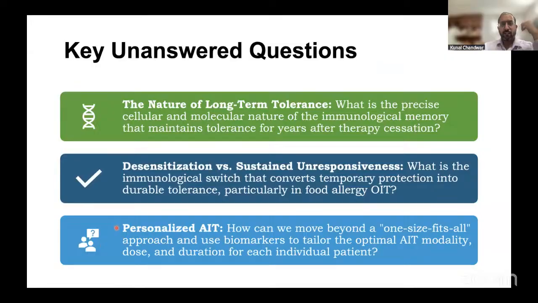We still have a few unanswered questions. So, what is the nature of long-term tolerance? What is the precise cellular and molecular nature of the immunological memory? And how long will it maintain even after cessation is still variable in a lot of patients. Desensitization versus sustained unresponsiveness. So, what is the immunological switch that converts temporary protection into durable tolerance, particularly in food allergy OIT? And how can we best personalize, because allergen immunotherapy was the first thing that did teach us personalized therapy from the last 100 years, but can we move beyond the one size fits all approach?